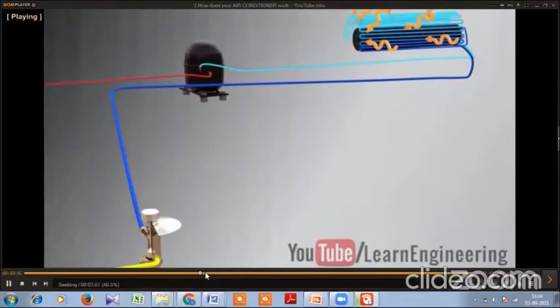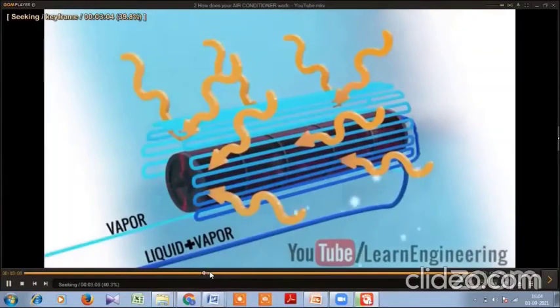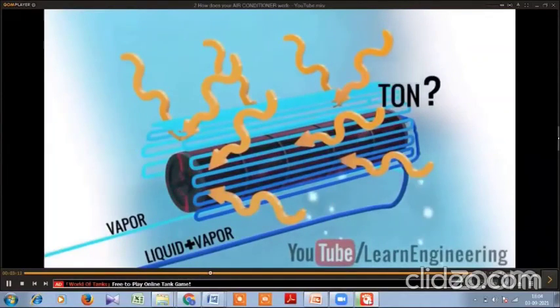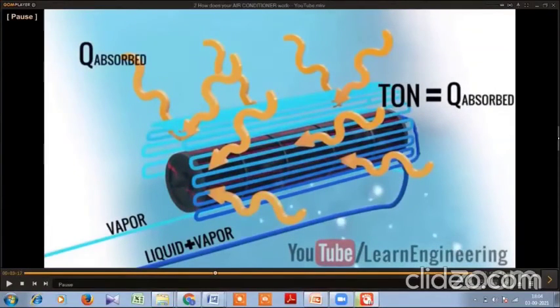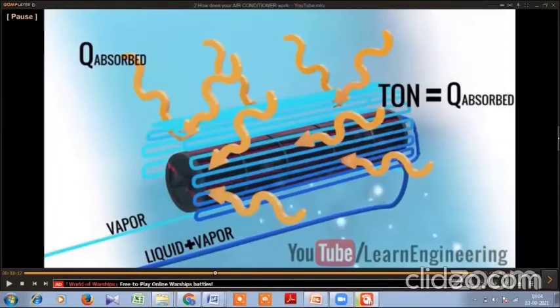The room's air over the refrigerant gets converted to vapor. Okay, so you might have heard a term called tonnage associated with the air conditioner. I want all of you to understand how the vapor compression refrigeration unit works and what the various and major applications of this vapor compression unit are.